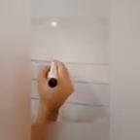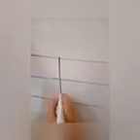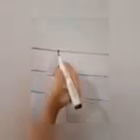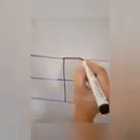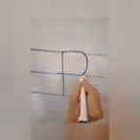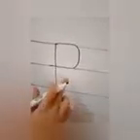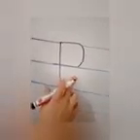P, start from the top and draw a standing line down, and go again to the top and draw a curve up to the middle. It's alphabet P.